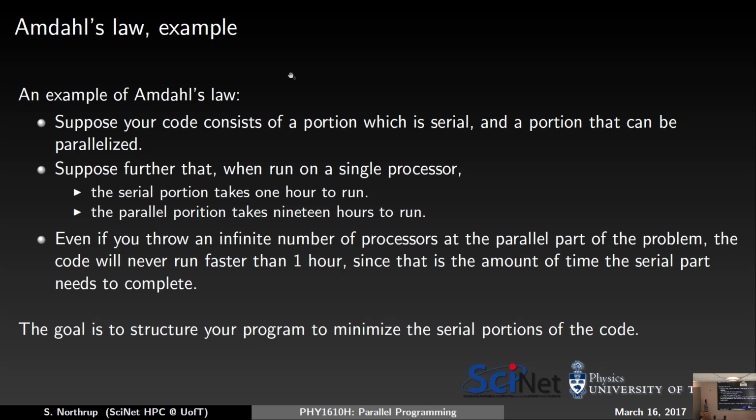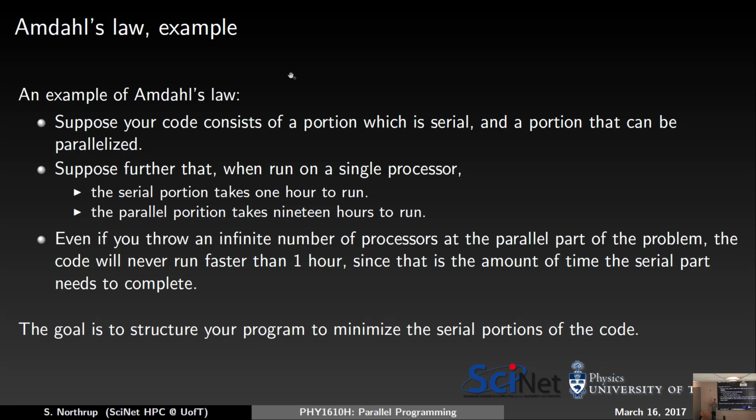Yeah, so we can go through an example here. Suppose your code consists of a portion which is serial and a portion that's parallelized. The serial portion takes an hour to run, the parallel portion takes 19 hours to run. So that's our 5% or whatever. Even if you throw an infinite number of processors at the parallel part, if you take the limit of that, you can make that very, very short, but then your code will never be faster than an hour because that's the serial part. Right?